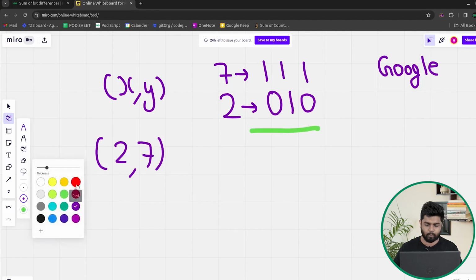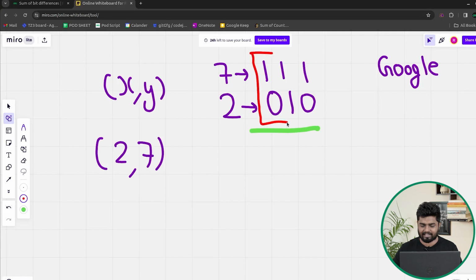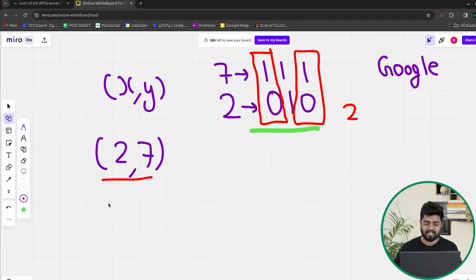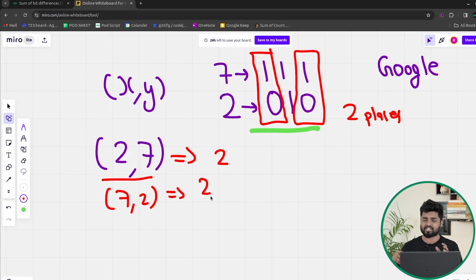If I highlight this point, you can see that at this place there is a difference, and at this place the bits are different. So this would contribute 2 times, the bit difference is 2. Also notice one more thing: 2 comma 7 and 7 comma 2 will be considered as two distinct pairs. So 2 will be contributed from here because two places are different, and 2 will be contributed from the other pair also. So whatever answer you get, you have to multiply it by 2 ultimately, because you have to consider the pair a comma b as well as b comma a. That is one thing you need to notice.